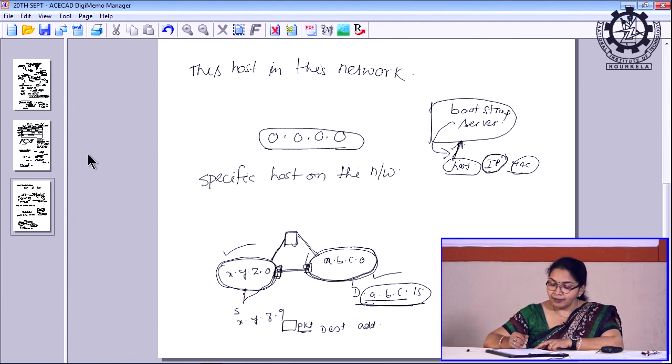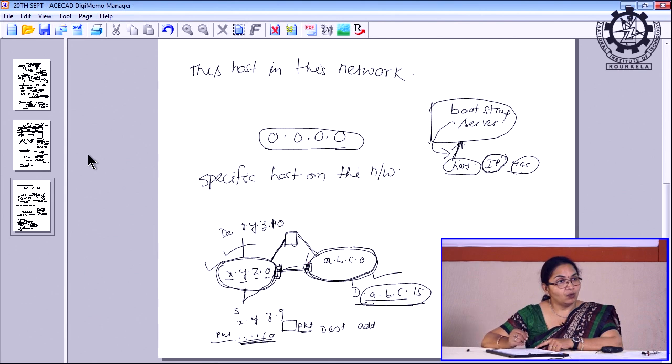But let us say there is a sender here in the network x.y.z.0 and the receiver is also here. Let us say the destination is x.y.z.10. In that case, when this packet is generated, it carries the address x.y.z.10. It understands that the host is in my network. It is a specific host in this network. The packet does not have to go outside the network.